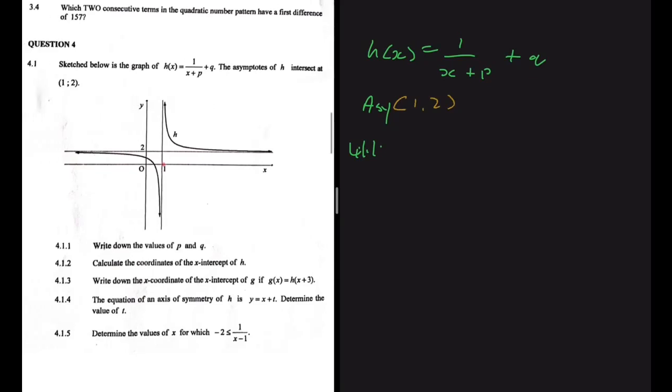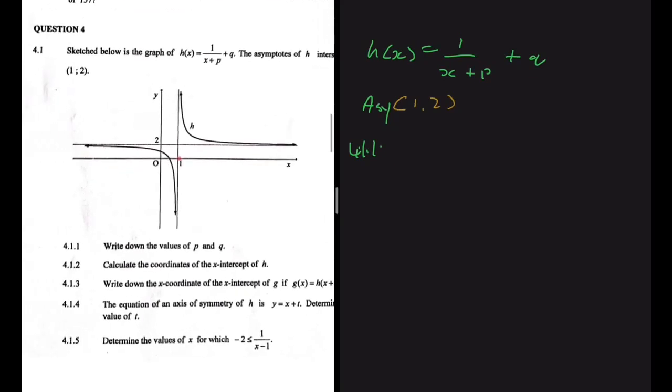Sketch below is the graph of h of x. So we have h of x being equal to 1 divided by x plus p, plus q. The asymptotes of h intersect at the coordinate (1, 2), right? That's where we have our coordinate. 4.1.1 says let's write down the values of p and q.